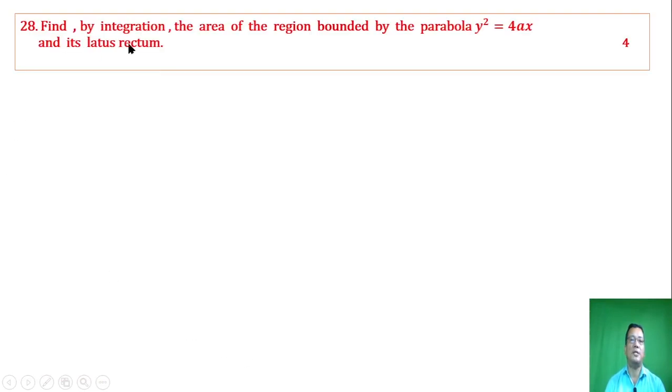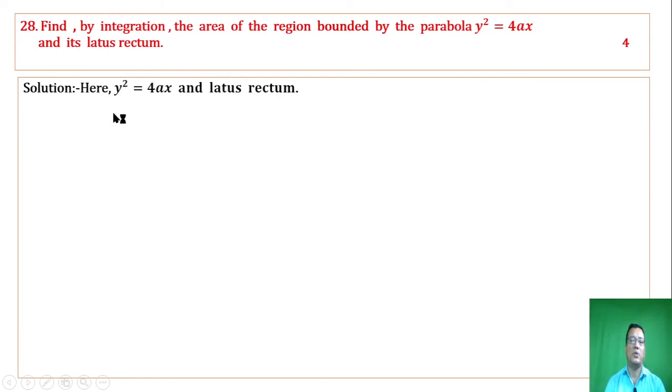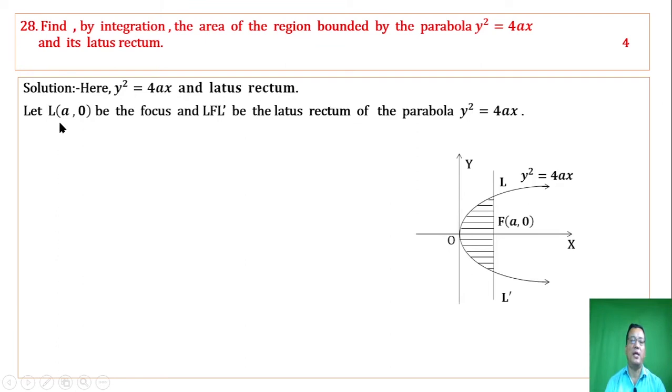28. Find by integration the area of the region bounded by the parabola y square equal to 4ax and its latus rectum. 4 marks. Here y square equal to 4ax and latus rectum. Let O be the vertex, A the focus, and L F L dash be the latus rectum of the parabola y square equal to 4ax. This parabola is symmetrical about the x-axis, therefore we have two equal portions.